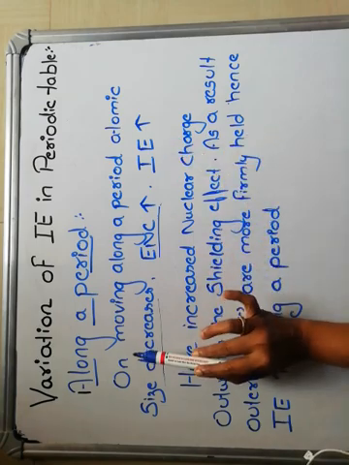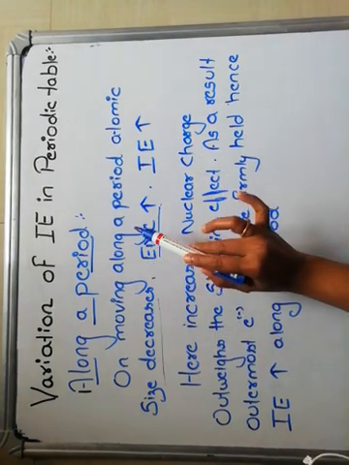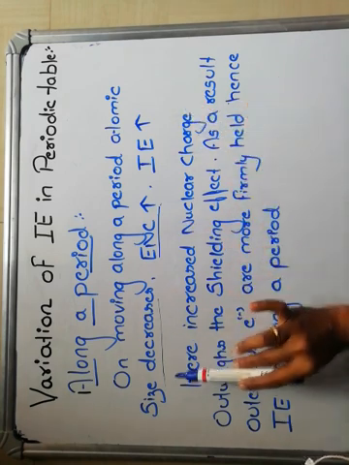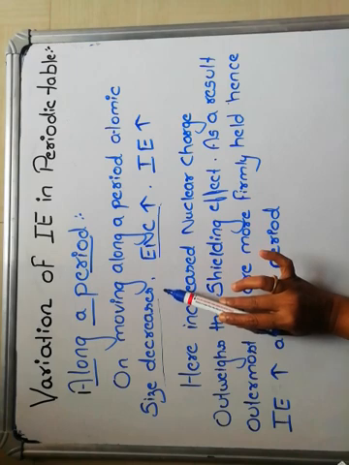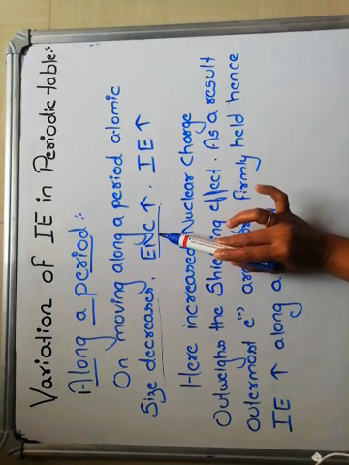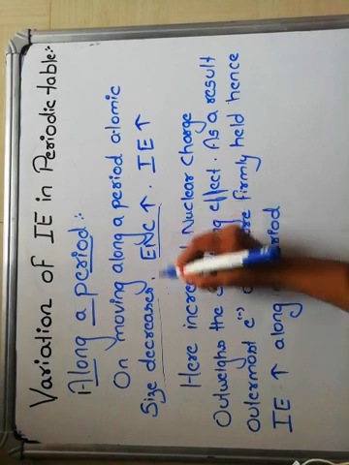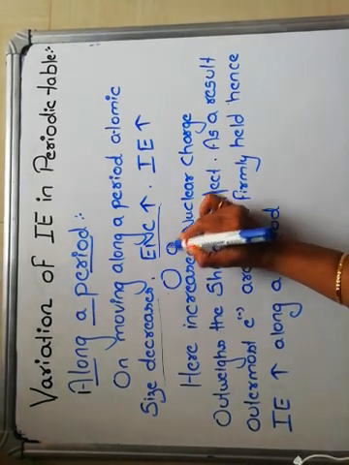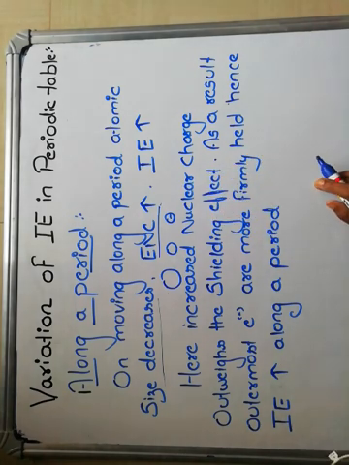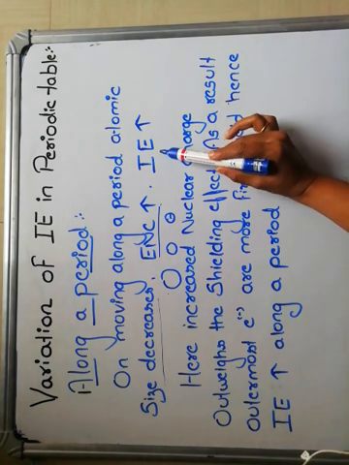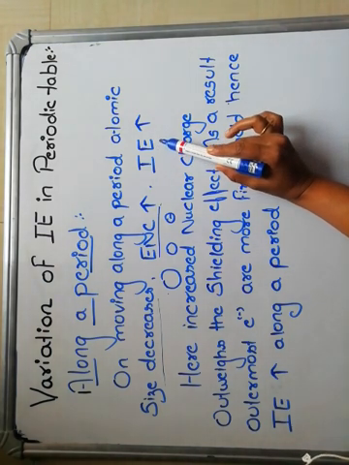Got it? So on moving across a period, from left to right, the atomic size will gradually decrease. This is because the added electrons enter into the same shell. At that time, the effective nuclear charge increases. The force of attraction between the nucleus and the outermost electron is more. It is not that easy to remove the outermost electron. So we require more energy, and that energy is nothing but the ionization enthalpy.